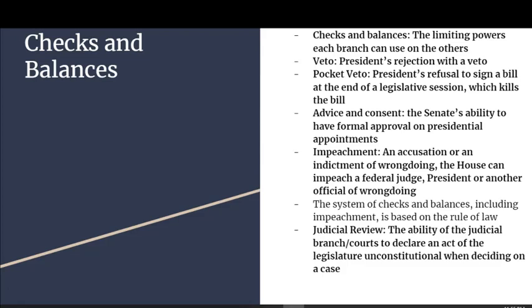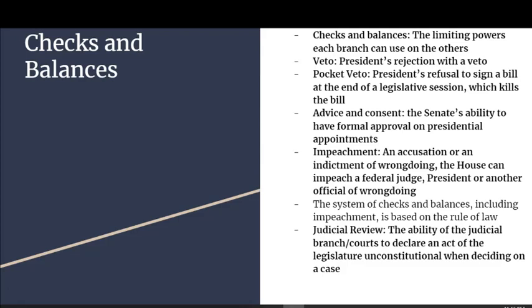Now there's impeachment, which is an accusation or an indictment of wrongdoing. The House can impeach a federal judge, president, or any other official of wrongdoing. This means, let's say, in the 1990s, Bill Clinton was accused of treason, so they decided to impeach him and have an indictment against him. This is one example of impeachment.